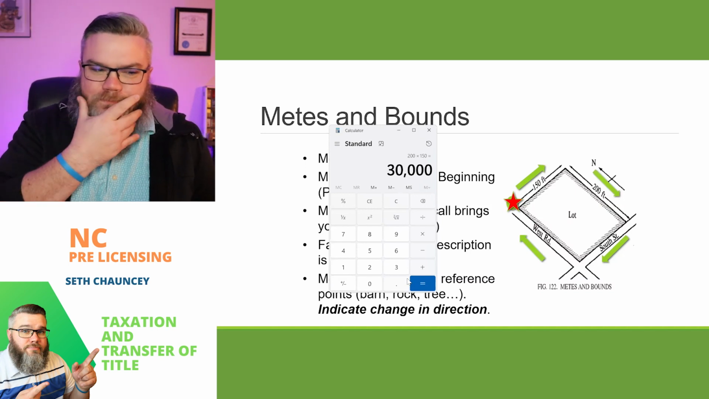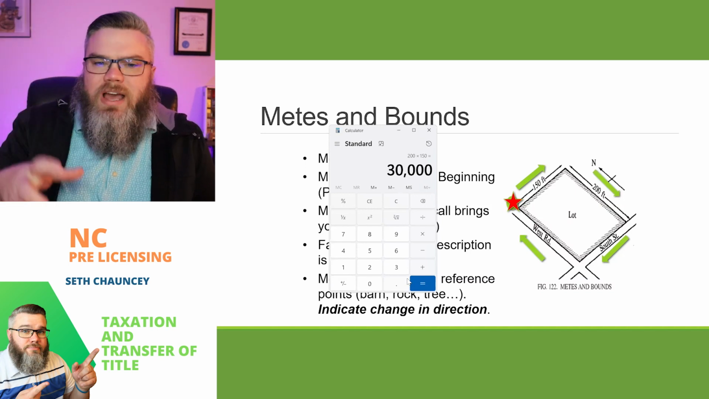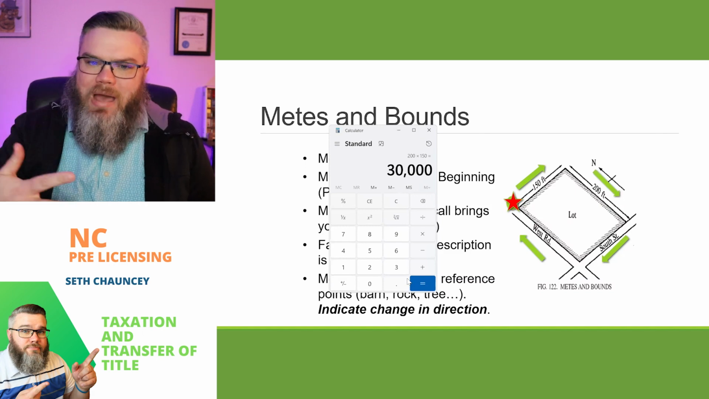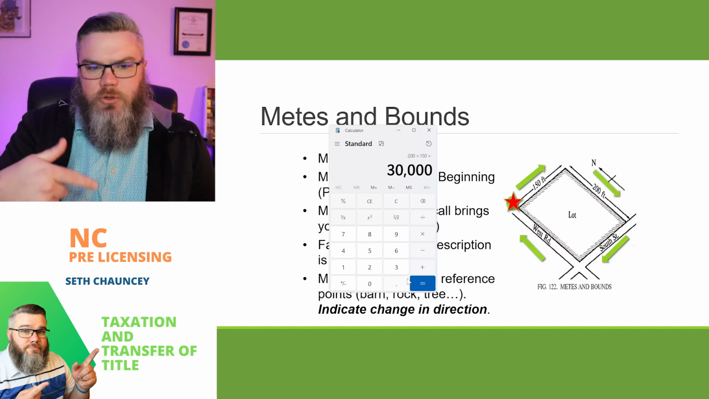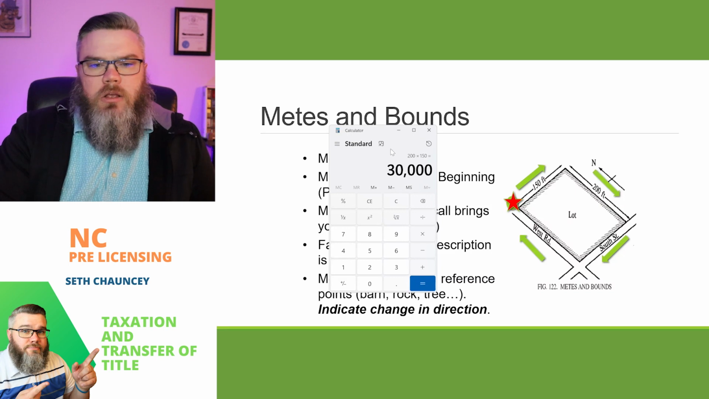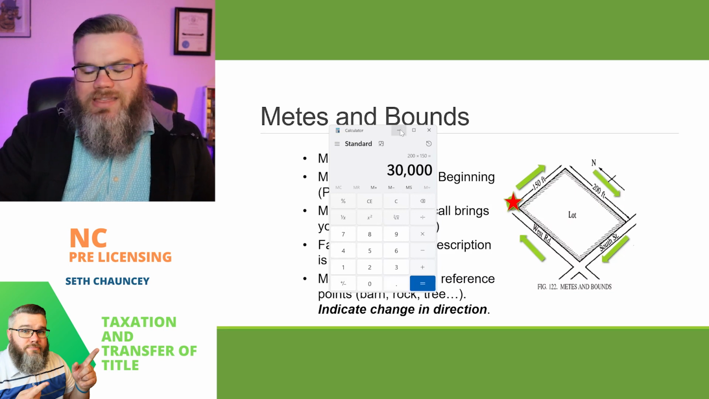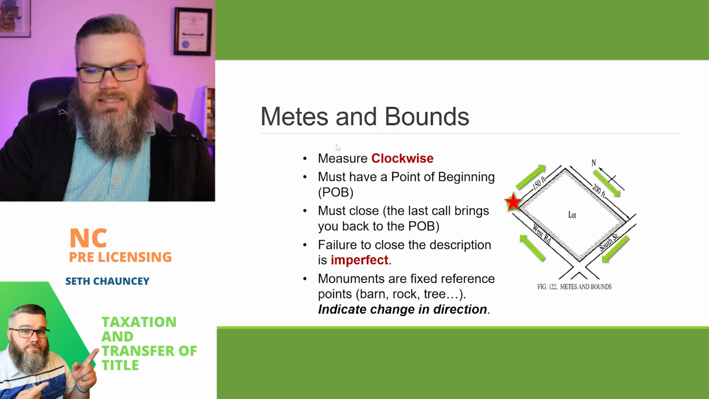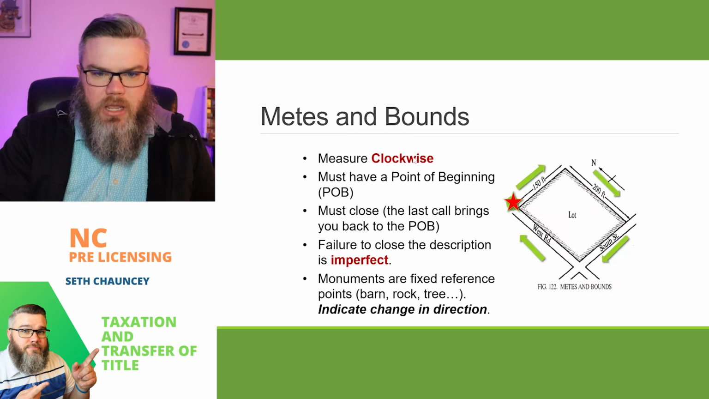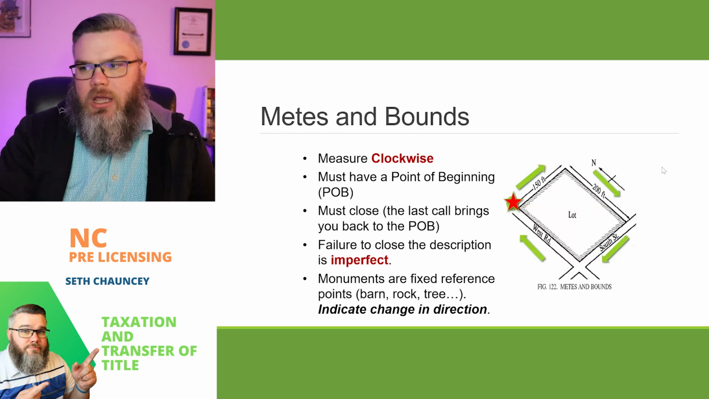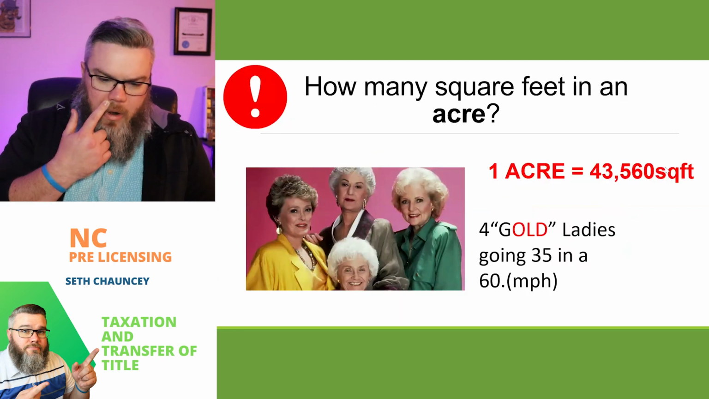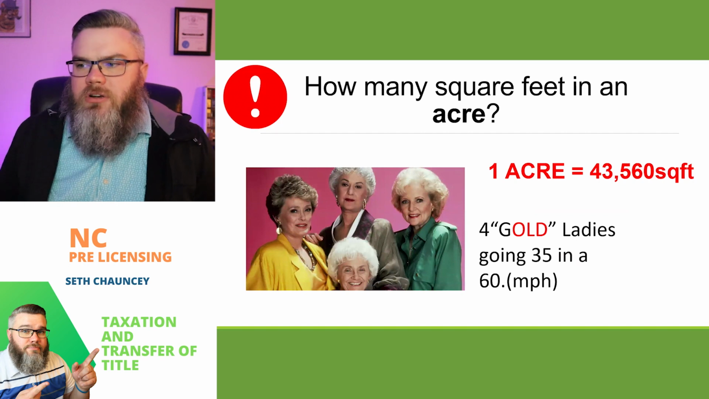Folks, here's the deal. You've got to memorize a very magical number. This is the first, absolute memorization thing, okay? There are 43,560 square feet in 1 acre. Now that is just a weird number. So here's a little mnemonic to help you remember it. 1 acre is 43,560 square feet.